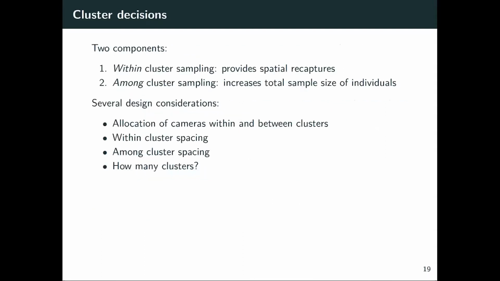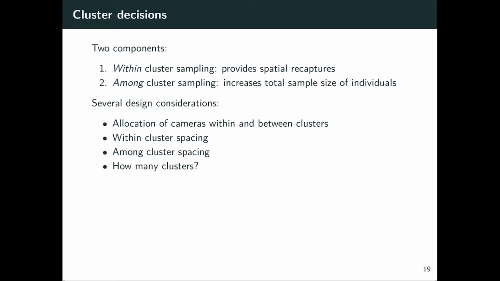There are 2 components to cluster designs. One is within cluster sampling, and among cluster sampling is the other one. Within cluster sampling provides the spatial recaptures that I was talking about, and then among cluster sampling increases the total sample size of individuals. You can also have spatial recaptures among clusters, but that would typically be a bit less common based on your trap spacing. There are several design considerations then, as I'm suggesting here.